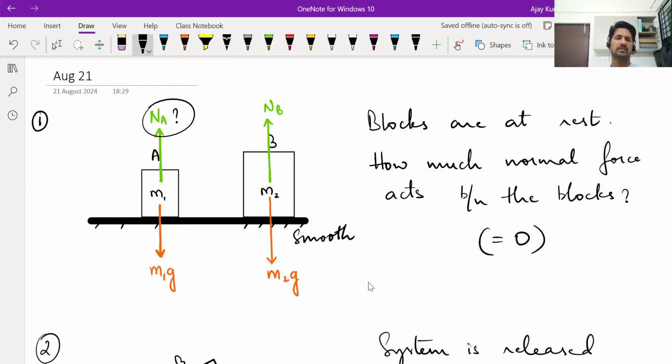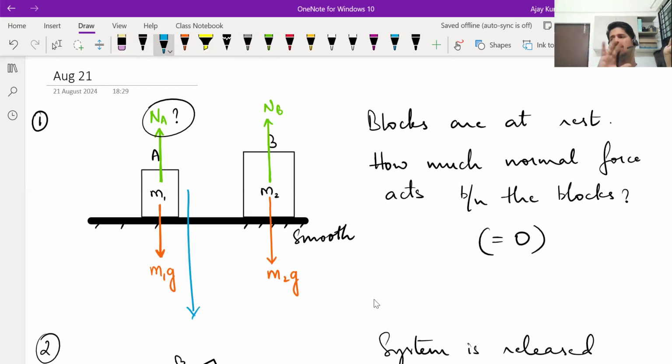So A pushes that surface, A presses that surface, surface pushes A. A and the surface will exert normal force on each other. So generally, if you want to decide whether there will be a normal force between two surfaces or not, you should first visualize their motion independent of each other. For example, assume the surface was not there. What would have happened to A? A would have fallen down like this.